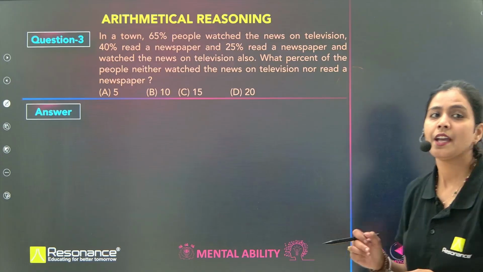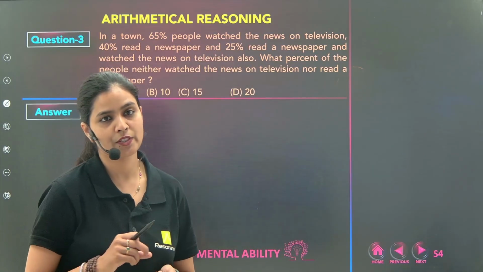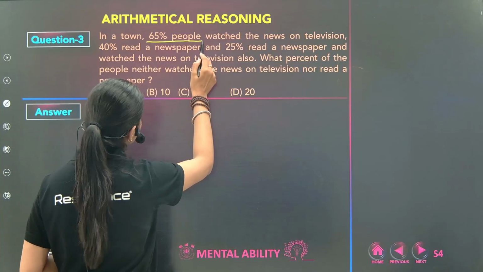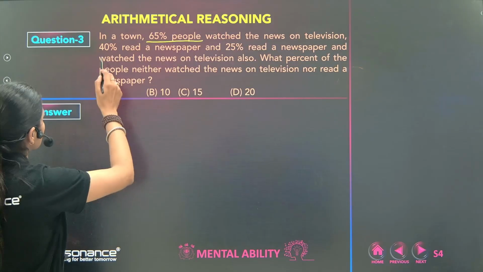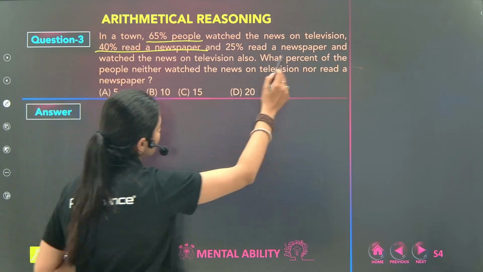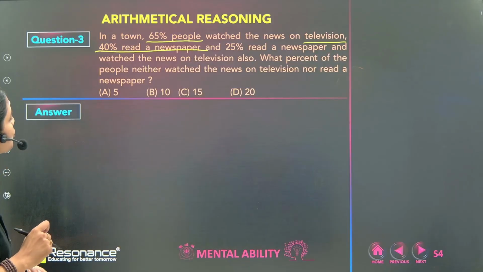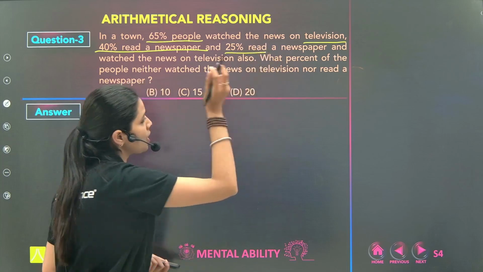Next question. In a town, 65% of people watch the news on television. 40% read a newspaper. Some watch the news on television and also read a newspaper: 25% do both.